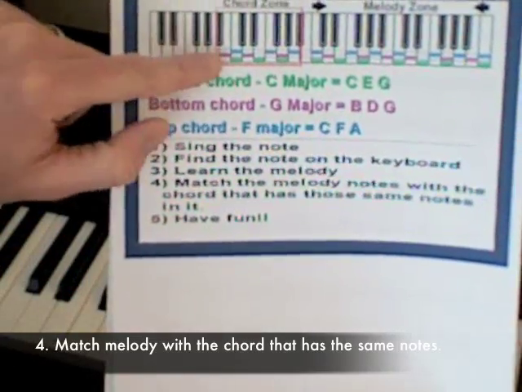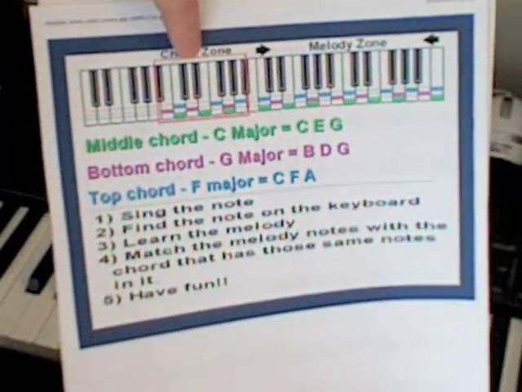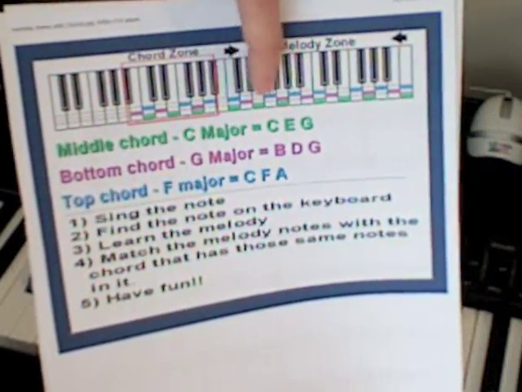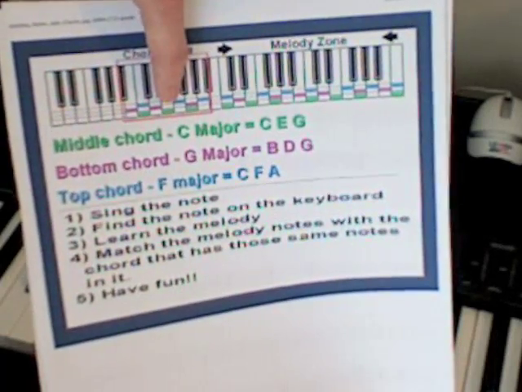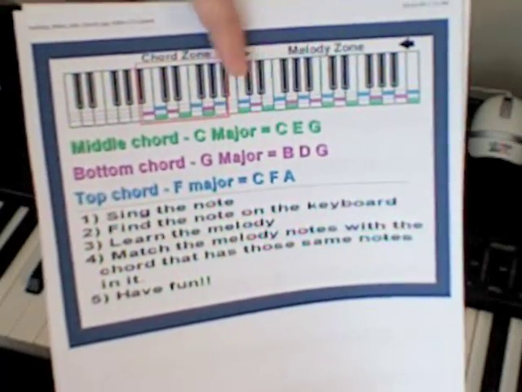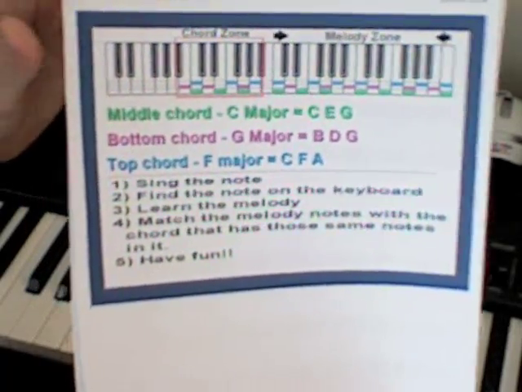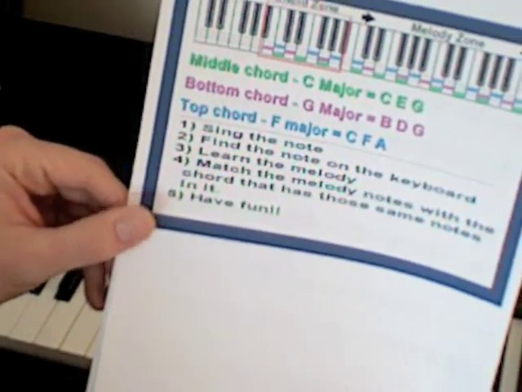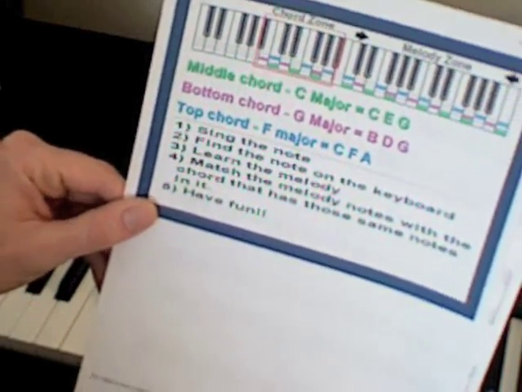So if you see here, this is the chord zone, when you move up to the melody zone, if it's got a green note in it, play the green chord. If it's got a blue note in it, well, play the blue chord. If it's got a pink note in it, then play the pink chord. Okay? So that's what you're going to end up with at the end of today. But let's break it down a little bit further now.